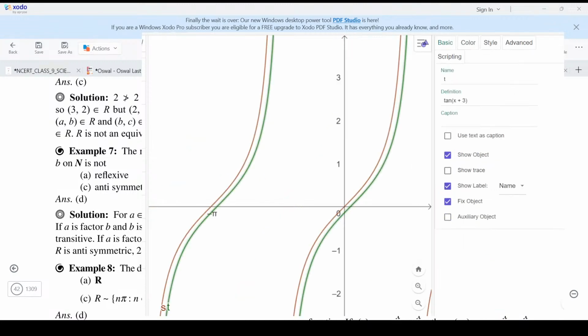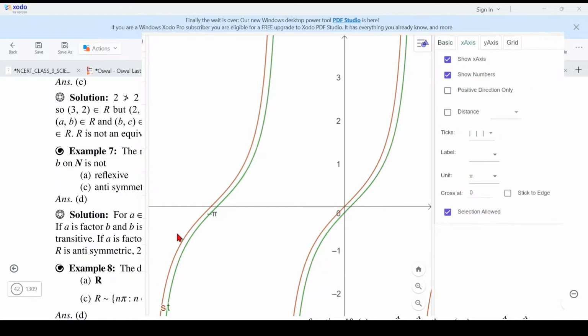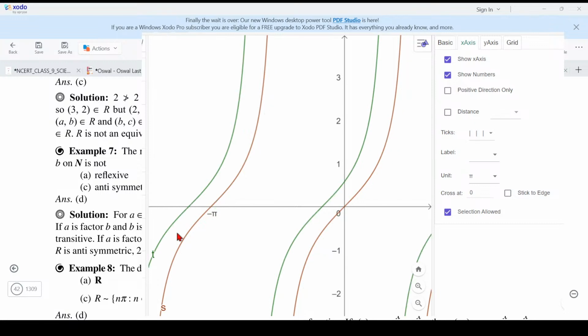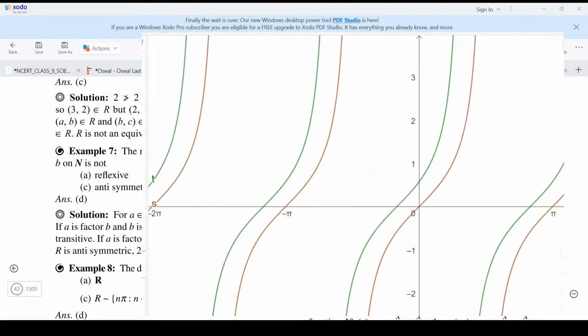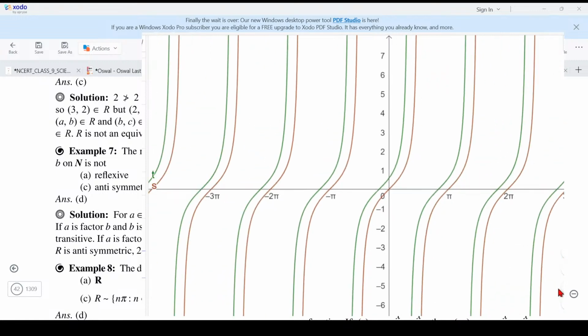So what I will do is tan of x plus pi by 6. What is happening? This is tan x, and the graph is shifted pi by 6 units towards the left. It is supposed to shift like that. So this is periodic, that is also periodic. You are not changing the nature of the graph, you are just shifting the graph.